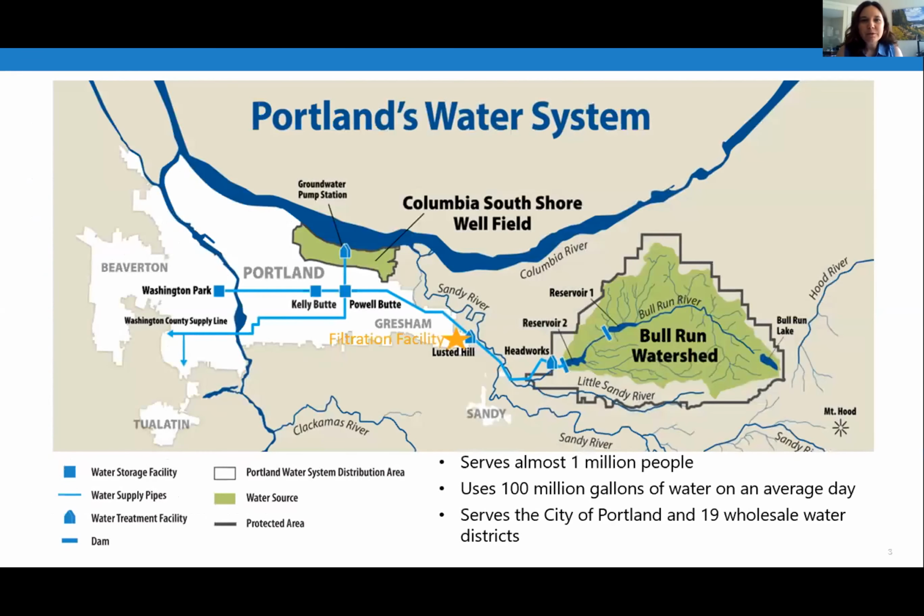So the Portland water system serves about 1 million people, a quarter of the state's population. On average, it's about 100 million gallons of water per day. And it serves not just the city of Portland, but we also have 19 wholesale water districts. Our 2 water sources come from the Bull Run watershed. We have a filtration avoidance waiver right now, and then also the Columbia South Shore well field. The filtration facility, which will be a focus of this conversation, is right here next to our existing Lusted Hill facility.